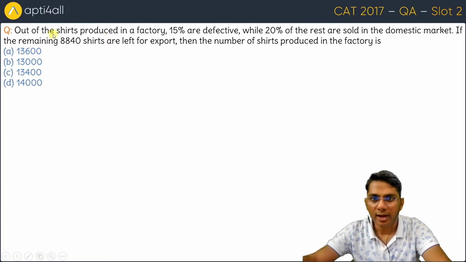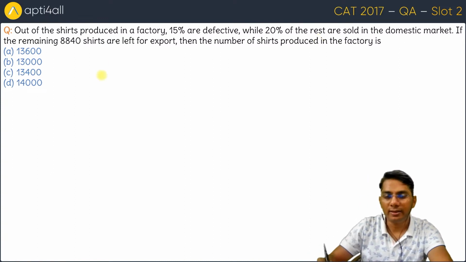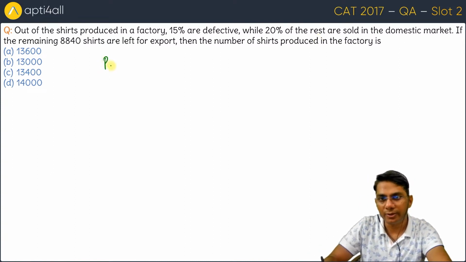Hi. Out of the shirts produced in a factory, 15% are defective, while 20% of the rest are sold in the domestic market. If the remaining 8840 shirts are left for export, then the number of shirts produced in the factory is how much? Okay. So let's say the number of shirts produced is 100x.